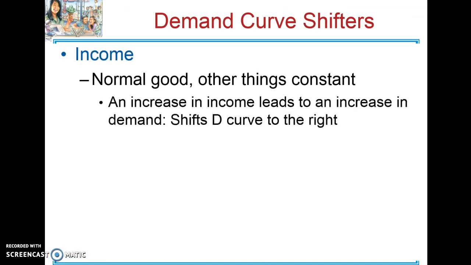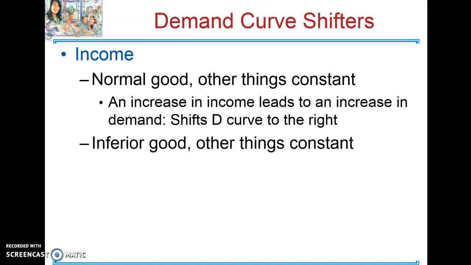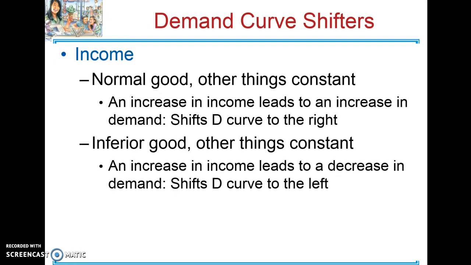Another thing that would result in a shift of demand is income. We look at two different types of goods, normal goods and inferior goods. Normal goods are goods that you're going to buy more of as your income goes up. Inferior goods are goods that you're going to actually buy less of as your income goes up.